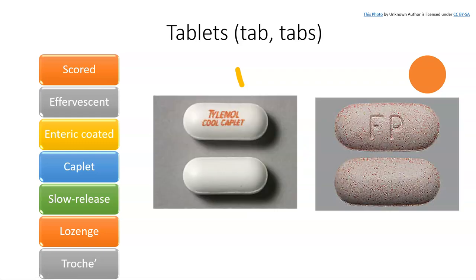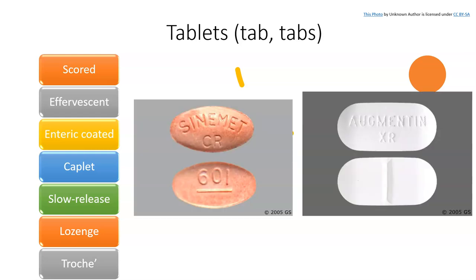A caplet is actually a tablet that's shaped like a capsule. So that helps with ease of swallowing. Sometimes a large round tablet could be hard for somebody to swallow, but when you streamline it into a capsule form shape, it's a little bit easier to swallow. But a caplet is a tablet. It's not a capsule. We have slow releasing tablets.